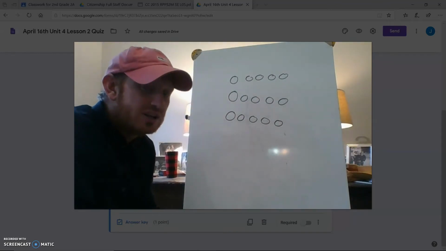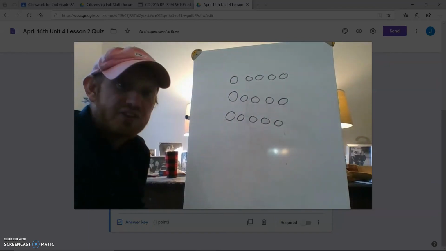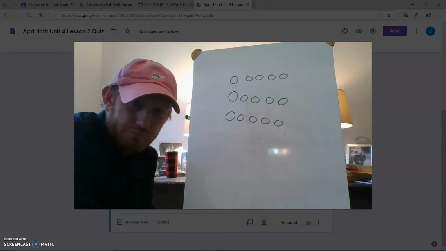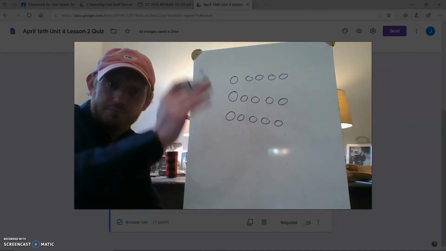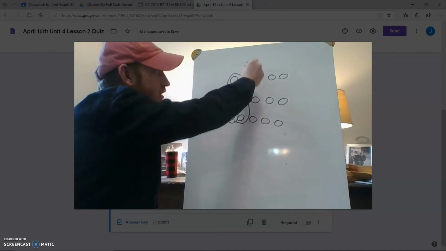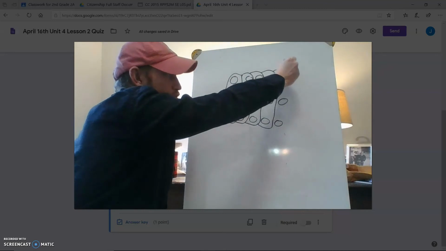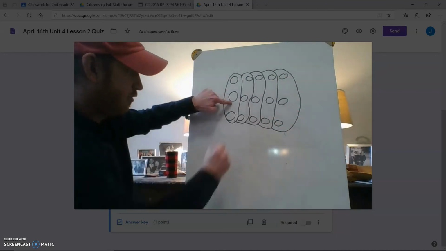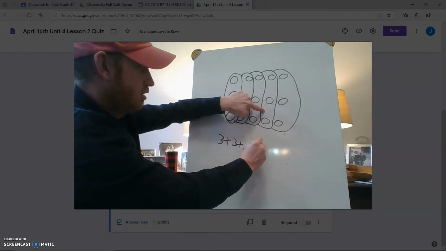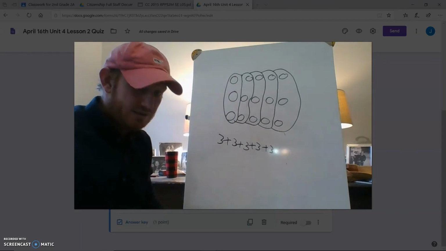Now the first thing I notice is that our rows and how much is in each row are not the same. That means that there's definitely going to be 2 equations that we can come up with. The first one is up and down. We have a group of 3, and another group of 3, and another group of 3, and another group of 3, and a final group of 3. And so it would be 3 plus 3 plus 3 plus 3 plus 3. So that's one number sentence.